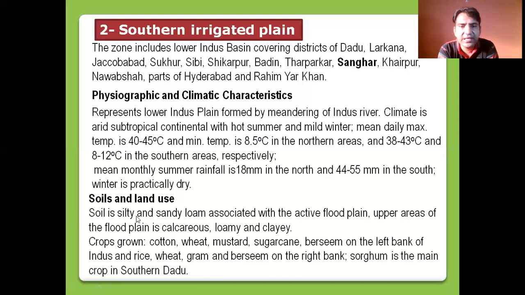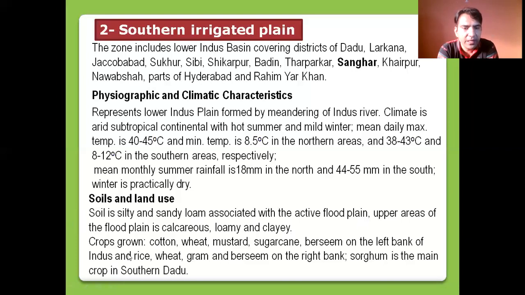Soil, we have silty and sandy soil, loam associated with the active floodplains. Because this soil contains loam, it is because the water is full of those sediments at the time of floods. So upper areas of floodplain are calcareous, loamy, and clay soil. So loamy soil is always better soil for the crops.